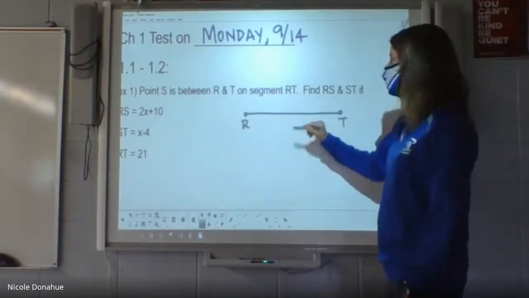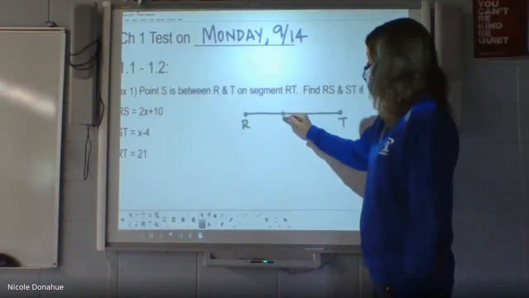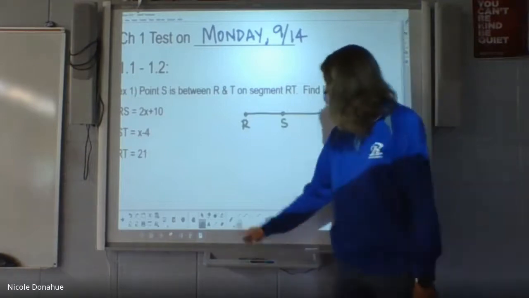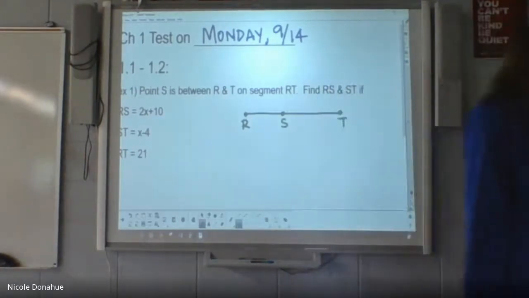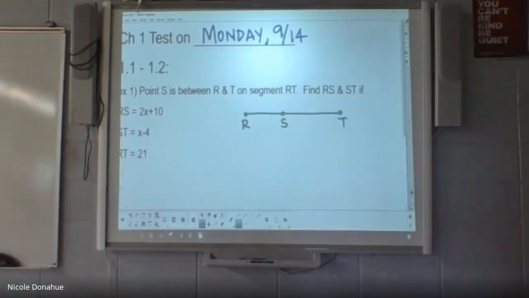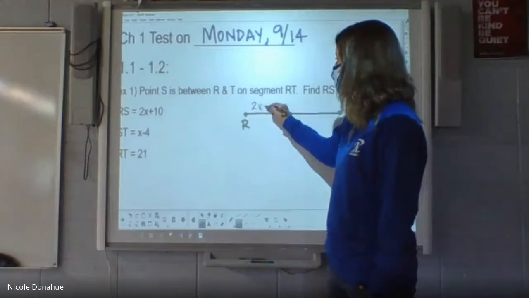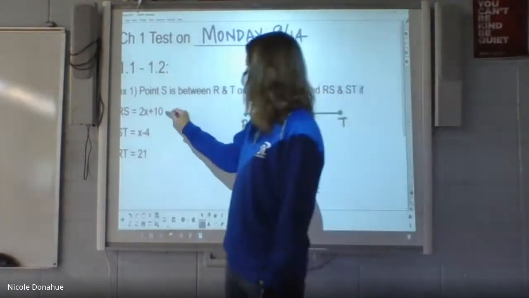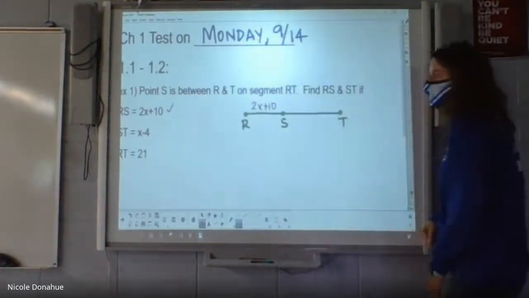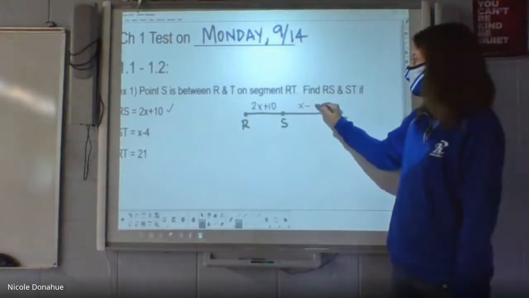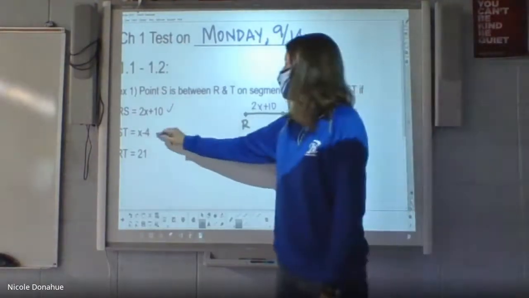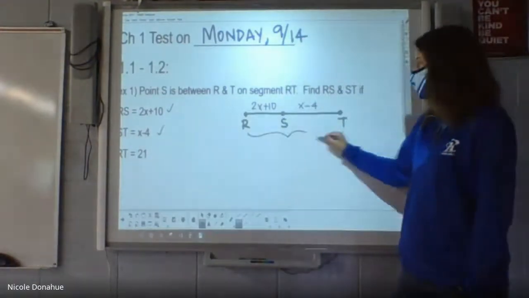RT, I'm going to put S somewhere here. Now if you're like, ooh, I didn't put my S right there, that's okay. It'll be all right. I'll label what I know. RS is 2x plus 10. ST is x minus 4. RT is this whole thing that's 21.